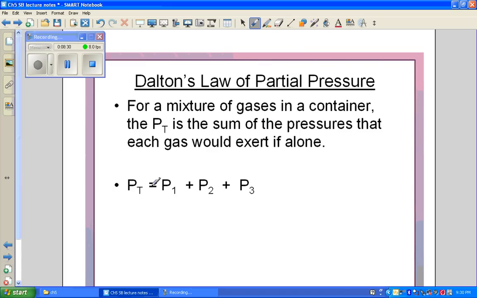So this brings us to Dalton's law of partial pressure. You've heard of John Dalton before. He was the one that first talked about atoms as solid spheres, and then he continued to do his studies on partial pressure. So for a mixture of gases in a container, the total pressure, PT, is the sum of the pressures that each gas would exert if alone. This should make sense to you: right now, you are feeling a certain amount of pressure on your body, and your body is exerting that same pressure out.